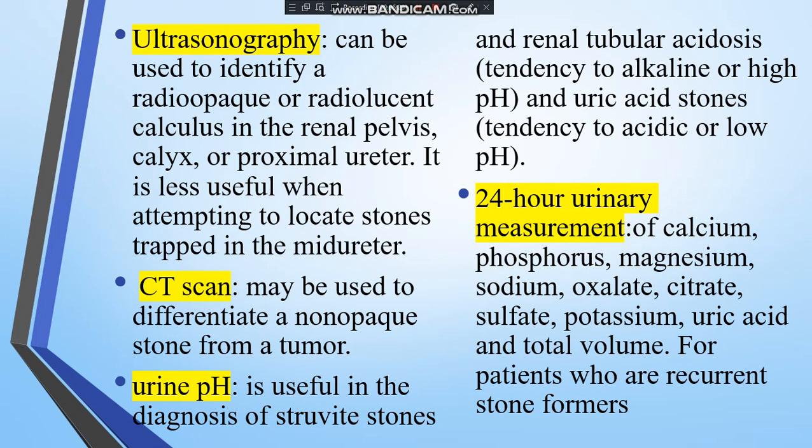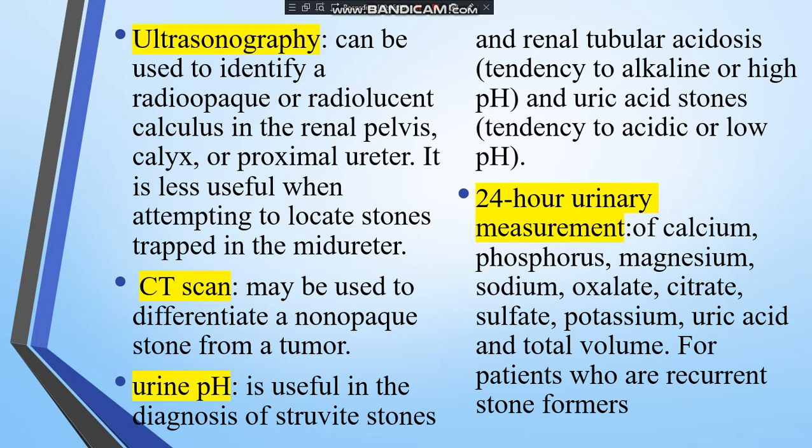Then CT scan, that is to differentiate non-opaque stones from a tumor. Sometimes the patient may have the feeling of an obstructed ureter, or the patient is not able to void urine. So we may think that the patient has developed a giant renal calculus. But eventually we have to differentiate whether it is a renal calculus or a renal tumor.